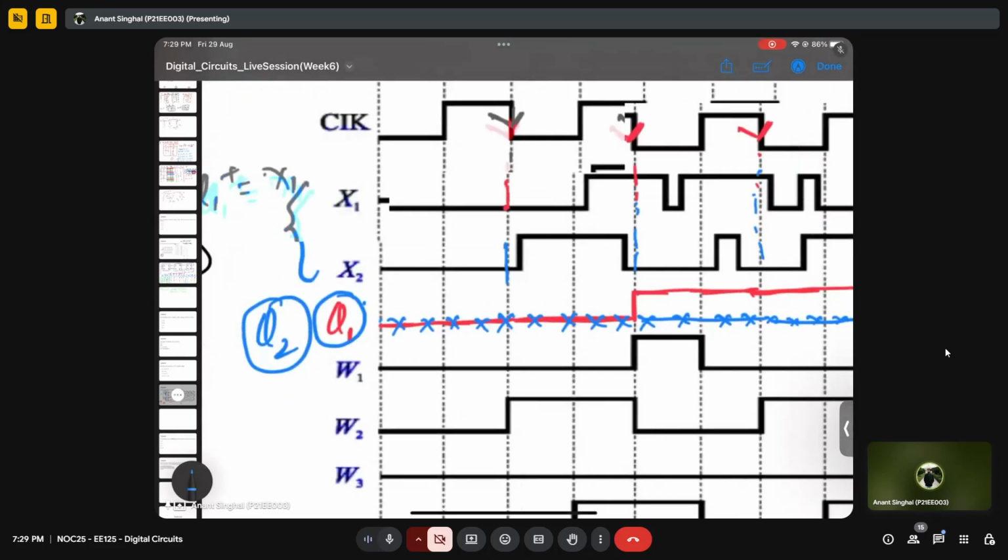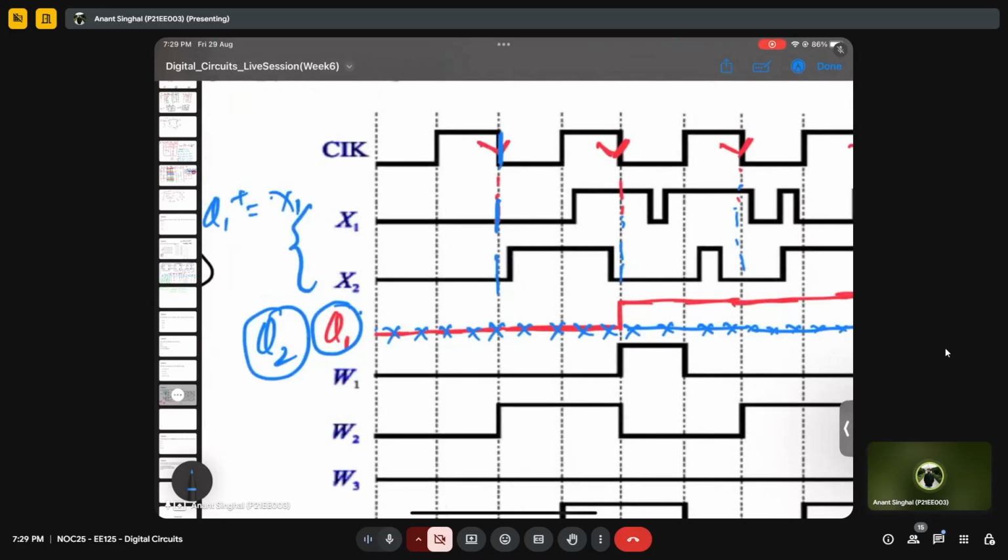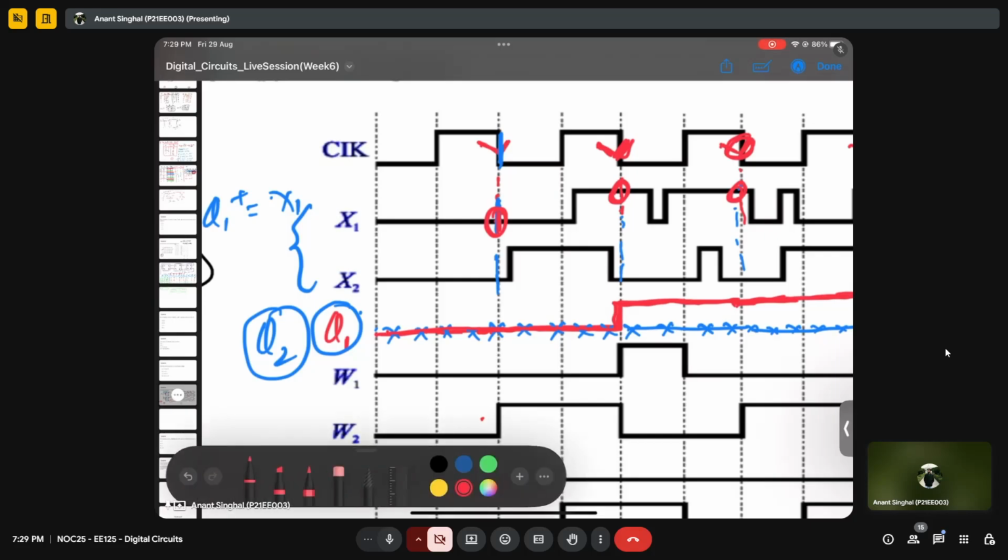Since this is a negative edge triggered flip flop, whatever X1 is at the negative edge, I'm just trying to have that in here. So for example, for Q1, let's focus on the red one. Since here X is 0, it will remain 0. The red line, if you see, remains 0. At the second edge, X1 becomes 1, so here I made it 1. Now at the third edge, it again became 1, so it's still 1. So this is how I made Q1. Make sense? Please let me know if it is clear.